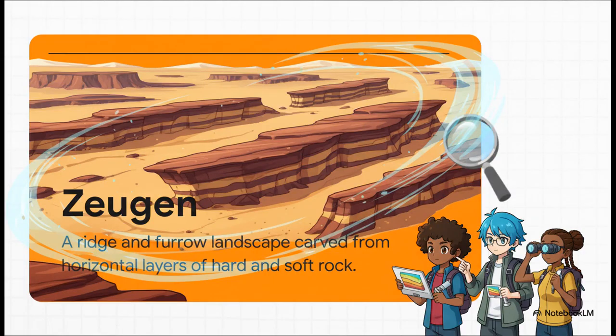Next up in the gallery, we have Zeugen. For this one, I want you to picture a landscape of these long, table-like ridges with deep grooves in between them. This happens when the wind finds little cracks in a hard top layer of rock and starts carving out the softer rock underneath, creating this really distinct ridge and furrow pattern.